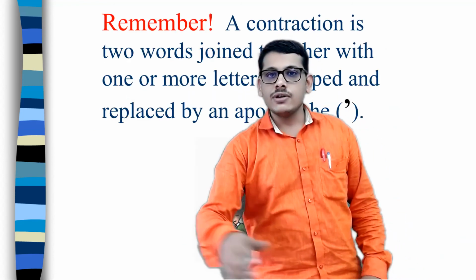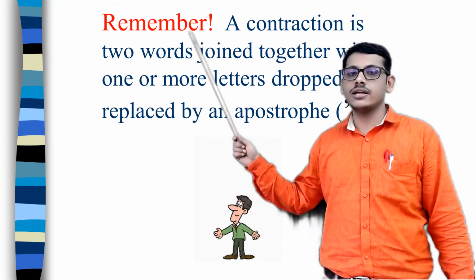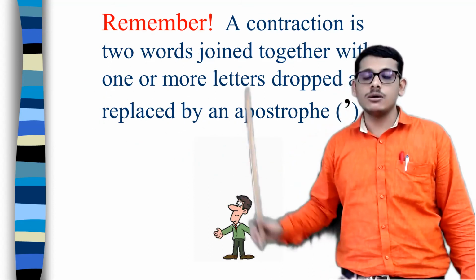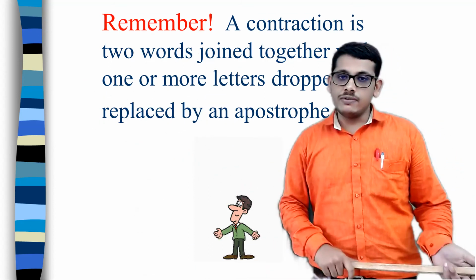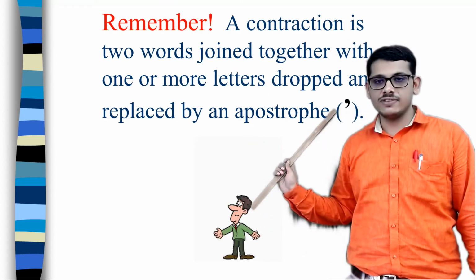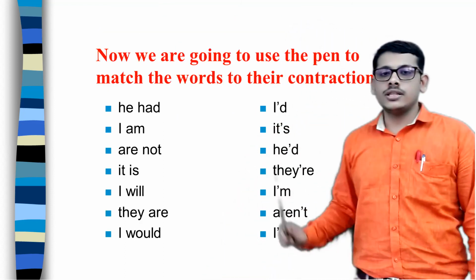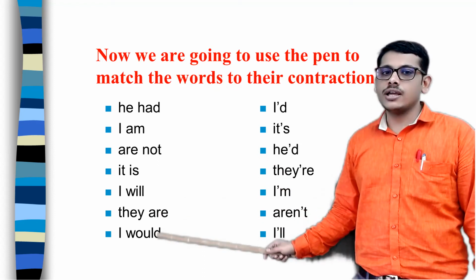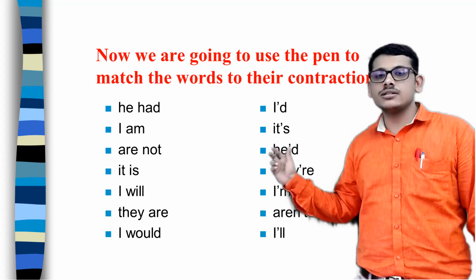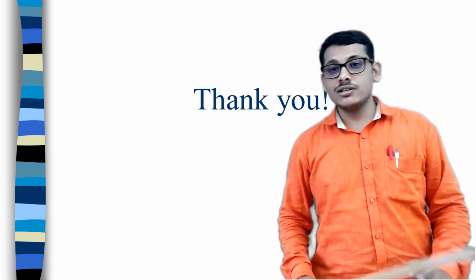So let's remember what we have done. In short, once again, a contraction is a short form. When we join two words, we drop out some letters. And when we drop out some letters, we replace those letters with an apostrophe. This is an apostrophe sign. These are some contracted forms. You can use your pen or pencil, just take your paper and match the short forms with their full forms. I hope you have understood contractions.